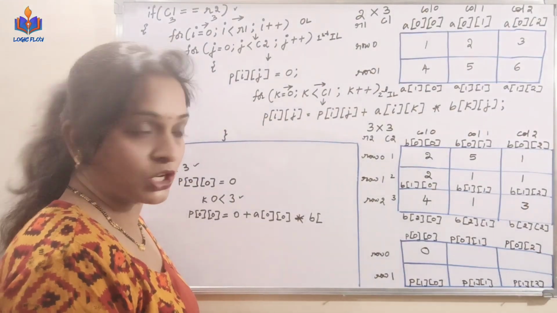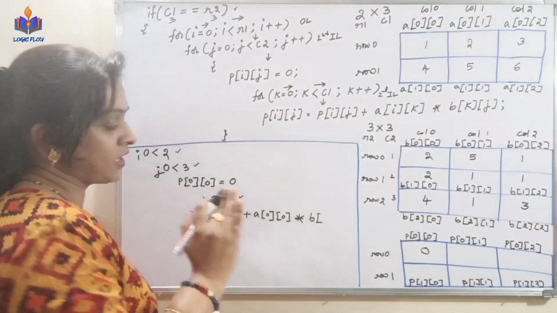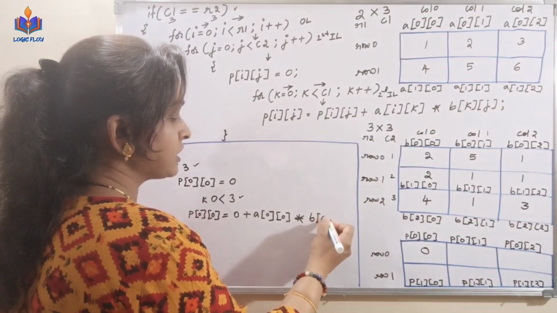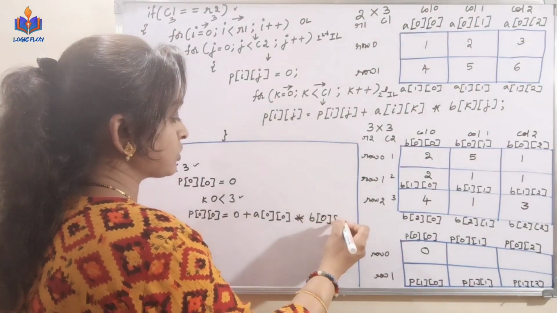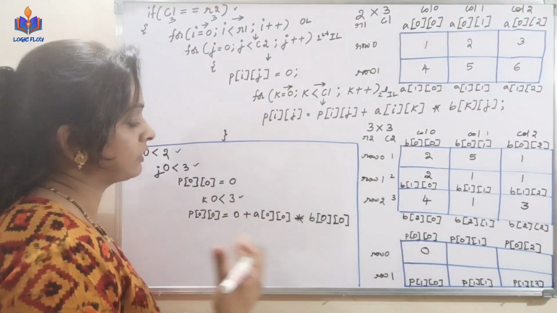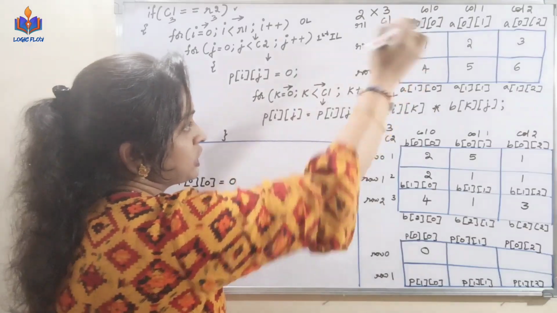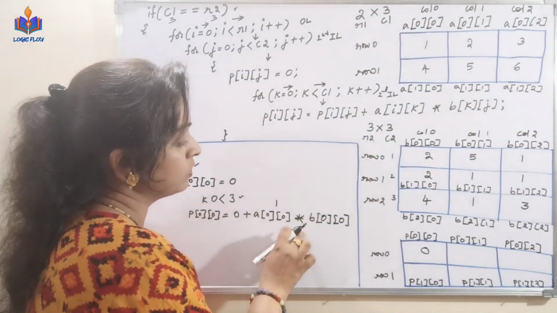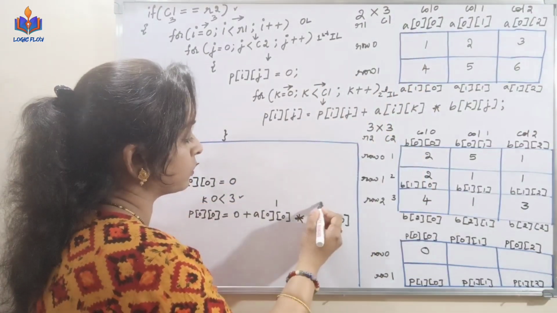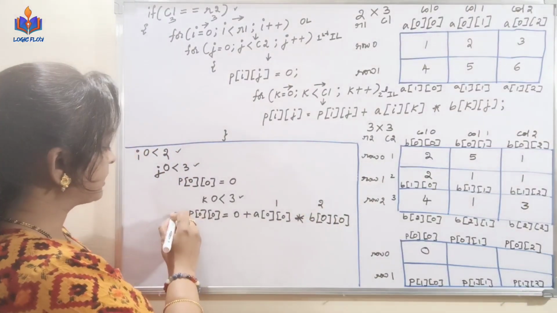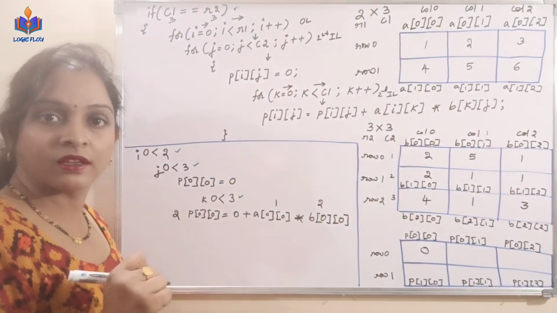So it becomes kj. In the first iteration, everything will be 0, right? k means 0, j is also 0. So let me take the values now. It is 0 plus A of 0, 0. What is A of 0, 0? It is 1 into B of 0, 0. It is 2. 1 into 2, it is 2, plus 0. The answer is 2. Right?